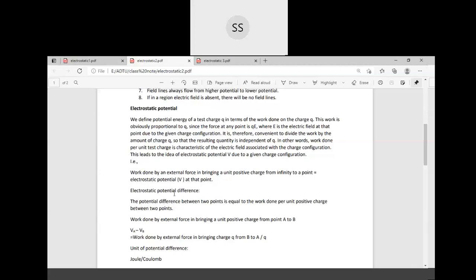So the work done by an external force in bringing a unit positive charge from infinity to a point is called electrostatic potential at that point. So electrostatic potential is denoted by phi. Phi is for electrostatic potential. Now, electrostatic potential difference.